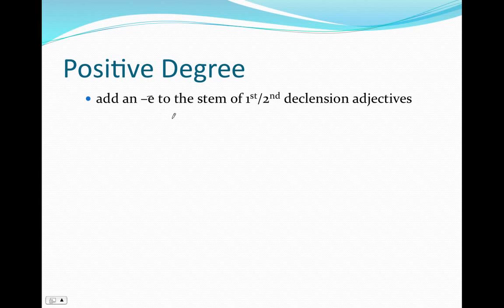So we take an adjective like miser, wretched, miserable, and we add an E: misere, miserably. Or strong, validus, we take the stem and change it to an E, so valide. So that's first and second declension adjectives. So this would be strongly.